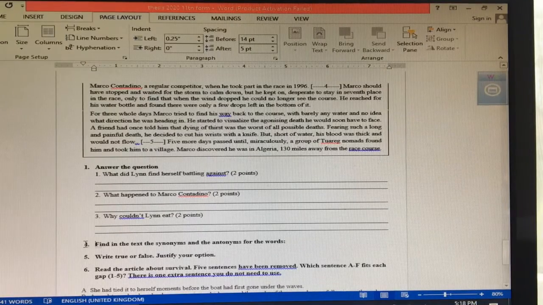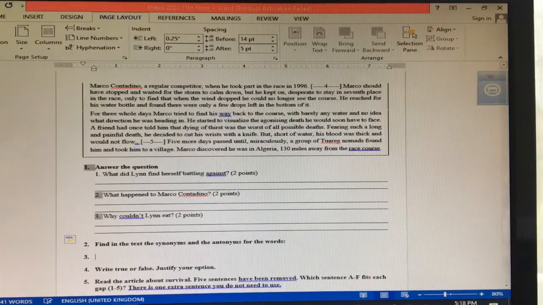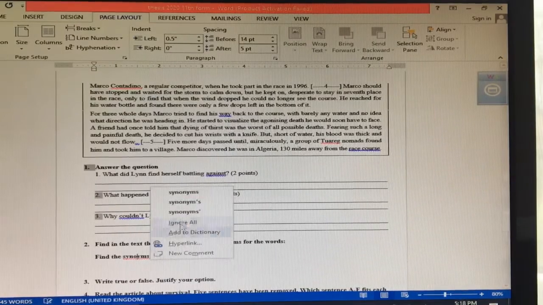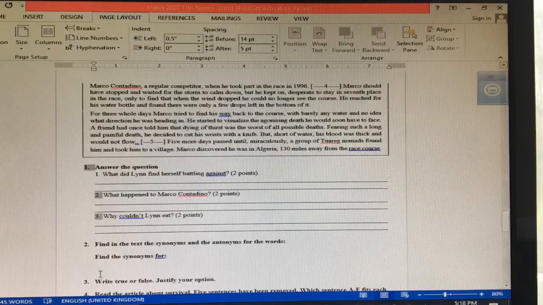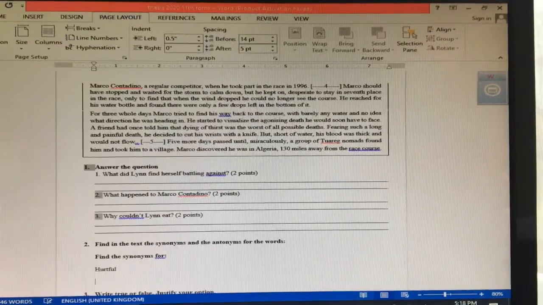Now let's go to, so this is already number 2. Find the synonyms for, according to the text, hurtful and complex. In the text, for hurtful we have the synonym painful, and for complex we have complicated. So some vocabulary work for students.